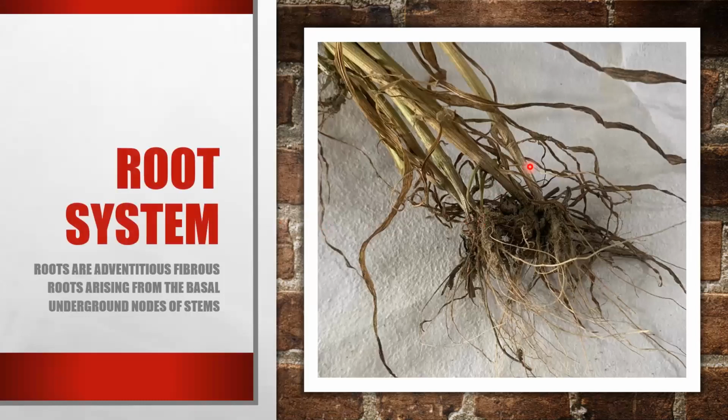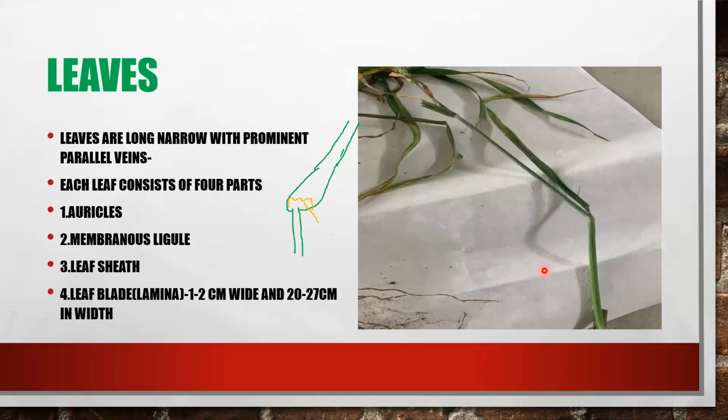Now this is the root of the wheat plant by which the plant is attached to the soil. This will fix the plant as well as absorb water and minerals for the plant, because these roots are arising directly from the stem. They are thin and fibrous in nature. So these roots are called the adventitious root system.